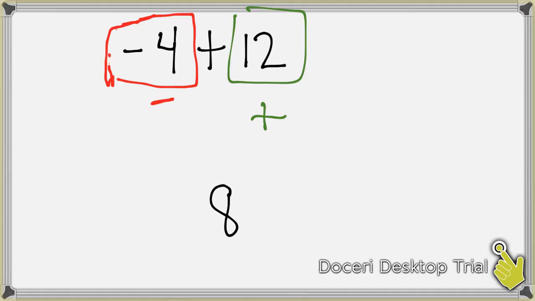And then we keep the sign of the bigger absolute value. So which has a bigger absolute value, -4 or 12? Well, 12 is further away from 0 than -4 is. So 12 is positive, so my final answer is +8, not -8.